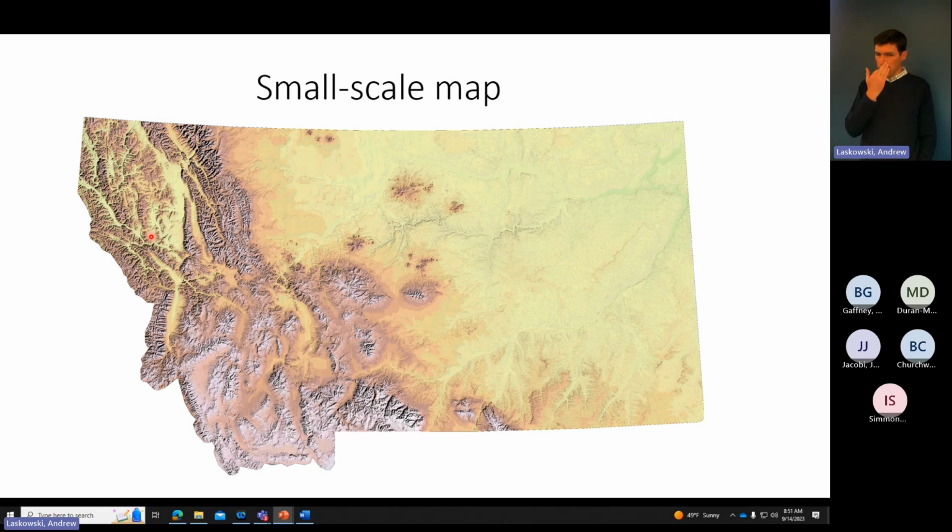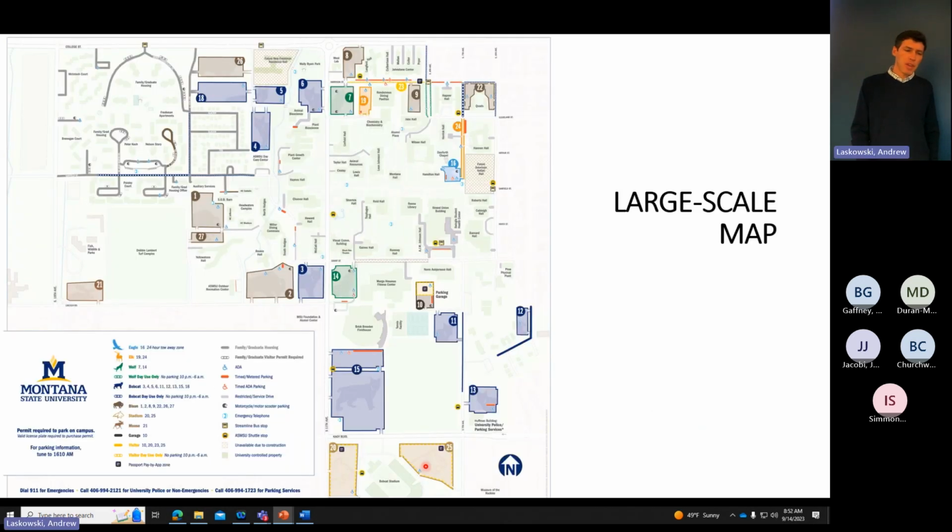So for example, this is a small scale map, right? We're showing the entire state of Montana. This is probably, I'm going to guess, a 1 to 5 million scale. A map of campus would be more like a 1 to 2,000 scale. If you think about 1 divided by 2,000, that's a higher numerical value than 1 divided by 5 million. So that's why we call it a larger scale, because numerically it is a larger number.